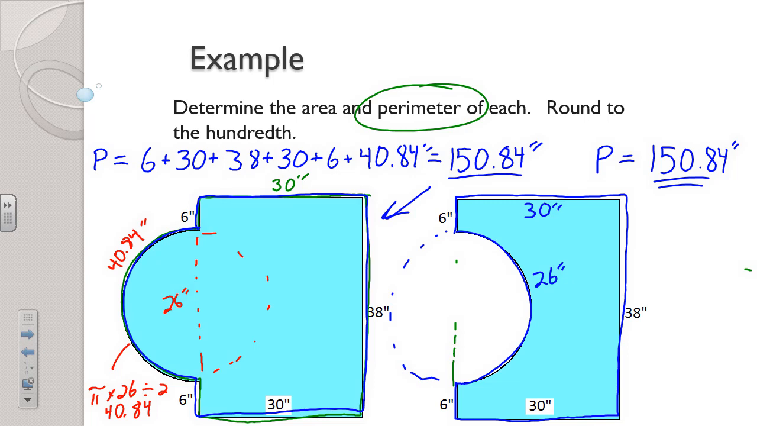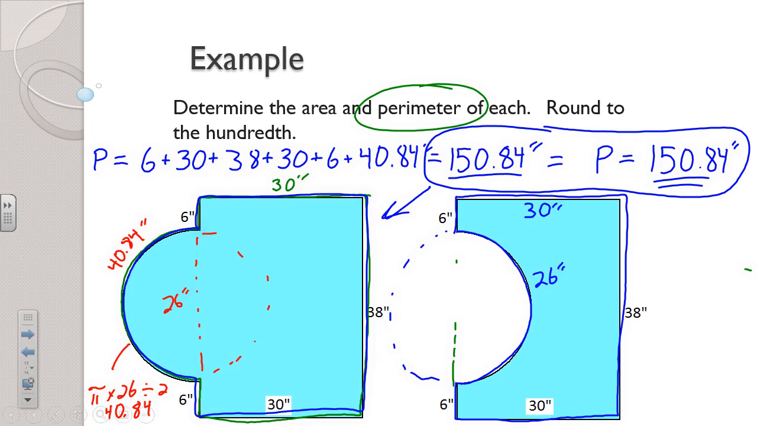Even though this semicircle runs inside and the other one ran outside, the perimeter of these two shapes is the same. The areas are different as we saw, but the perimeter is the same. So I want you to recognize that even though the space inside is different, the distance around the outer edge is going to be exactly the same for both.